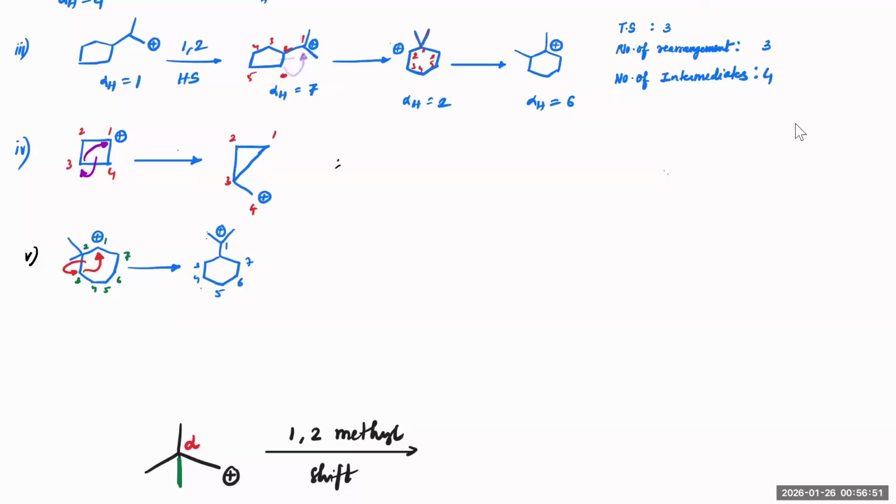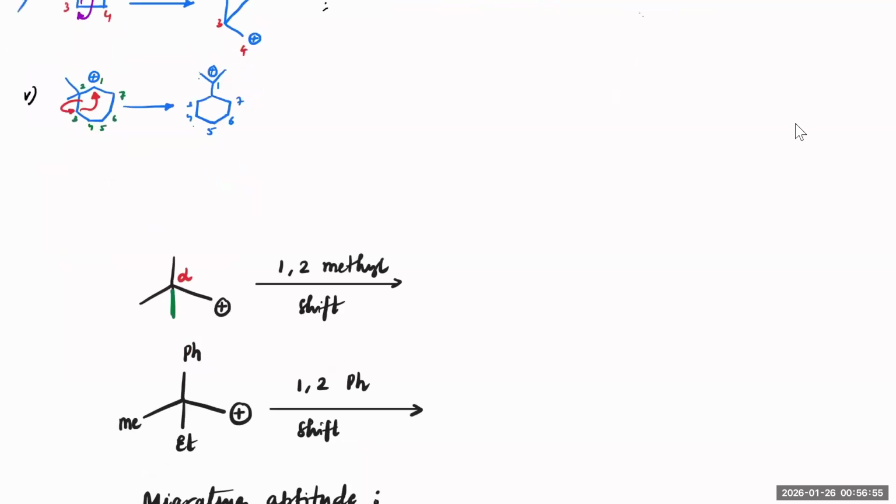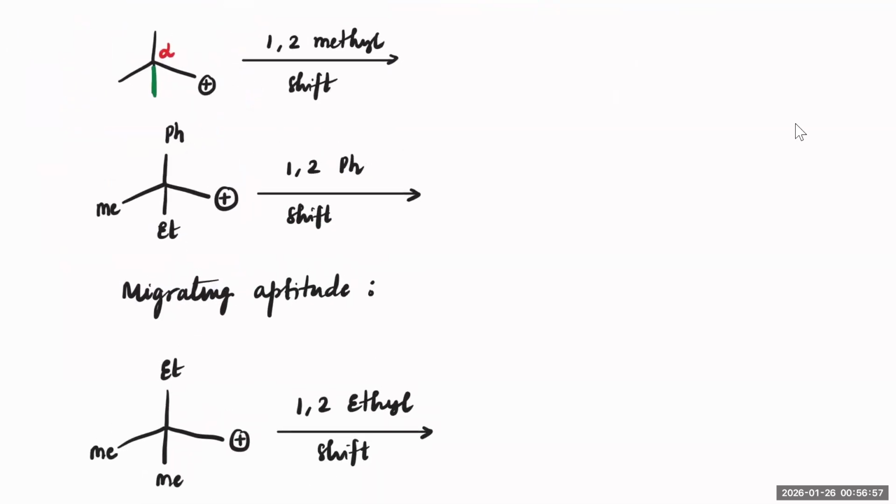Any doubt? No doubt, sir. Right. Now, coming to these cases, we have emphasized this before also, that when you have a positive charge here and there are three methyls, of course, we will do a methyl shift. So like this, you can see this green one is what has been shifted here. So the positive charge will be coming at this position.